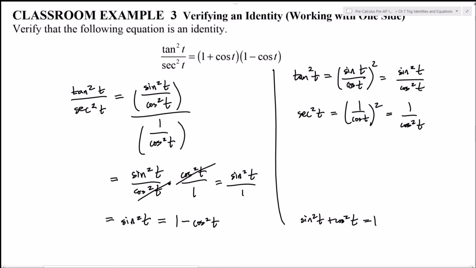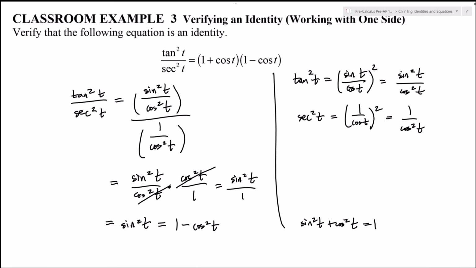And again, what I'm doing is looking at what we're supposed to get and comparing that with what we currently have. How does 1 minus cosine squared t equal 1 plus cosine t times 1 minus cosine t? It's easy to see, or hopefully it's easy to see. 1 minus cosine squared t is what we call a difference of squares.